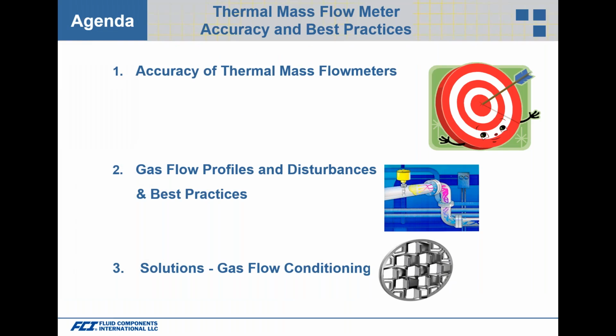To get grounded, the agenda is accuracy of thermal mass flow meters. We'll get grounded on what is accuracy, what is repeatability, and what is turndown, and how they're all related together. Then we'll talk about some issues that can also be attributed to gas flow profiles and disturbances, and best practices on how to handle those. And then solutions, what's available to help with any kind of accuracy issues that are in the field.